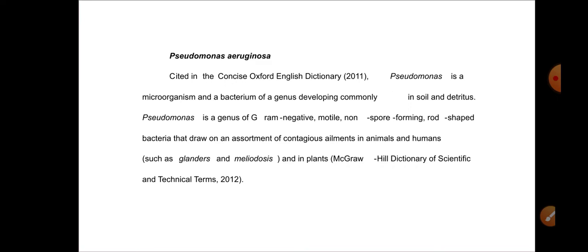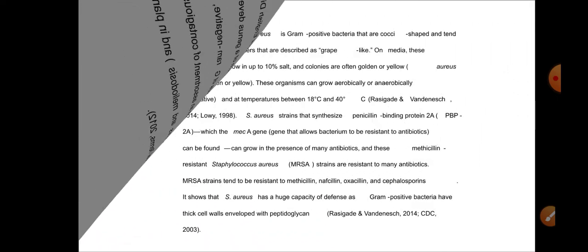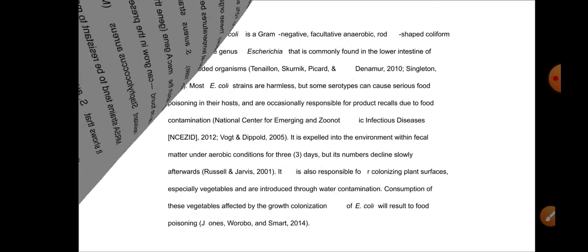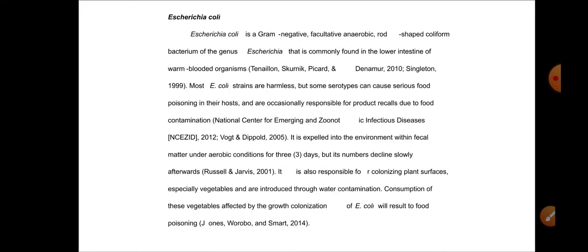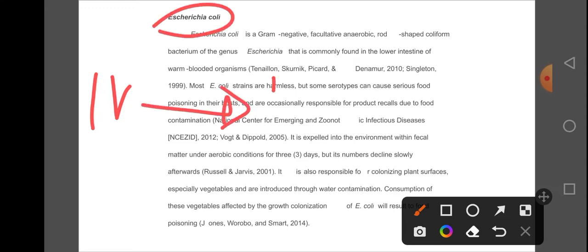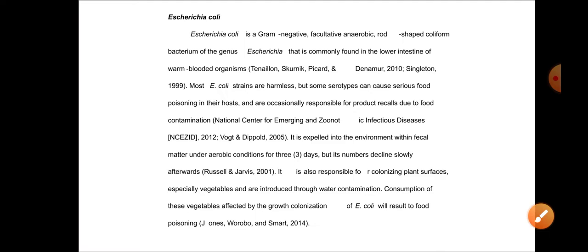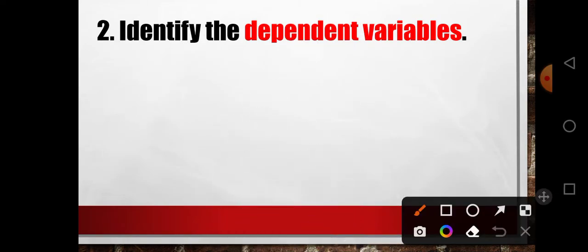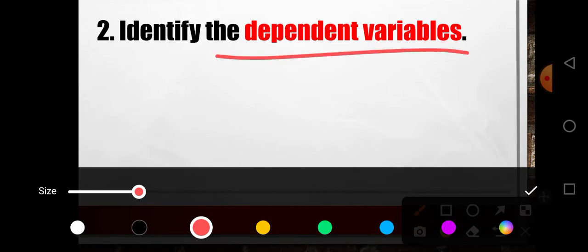Next, we have the following examples: Pseudomonas aeruginosa, Staphylococcus aureus, and Escherichia coli. These are examples of bacteria to be used in your study, and they will be directly affected by your independent variable. Therefore, these entries pertain to your dependent variable. Hence, your RRLS must contain sources that will identify your dependent variables.